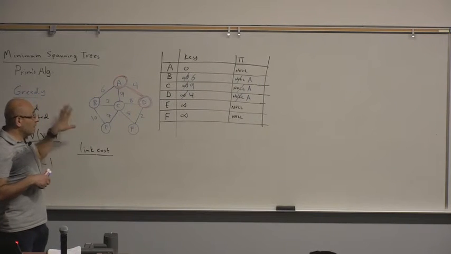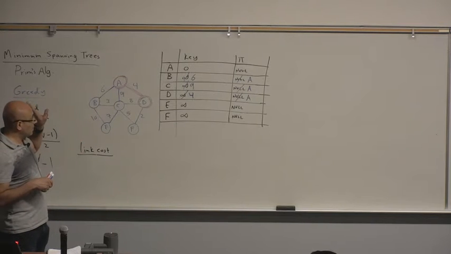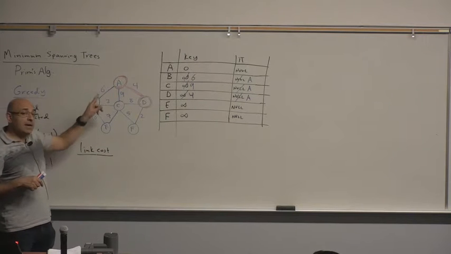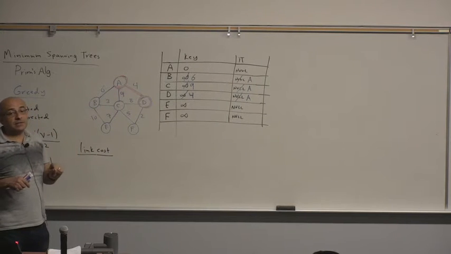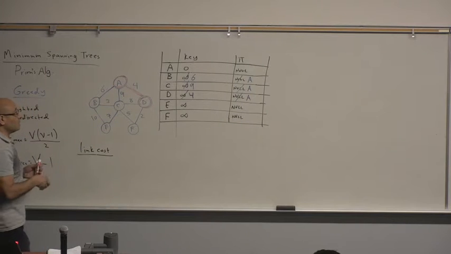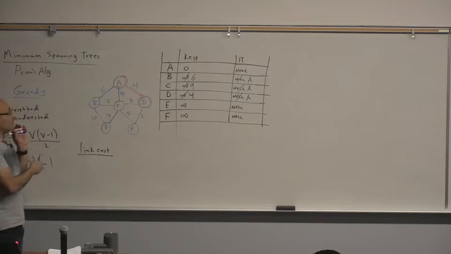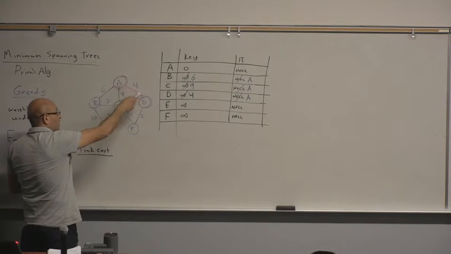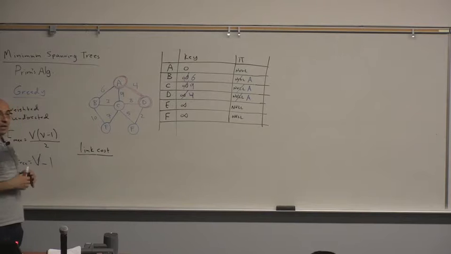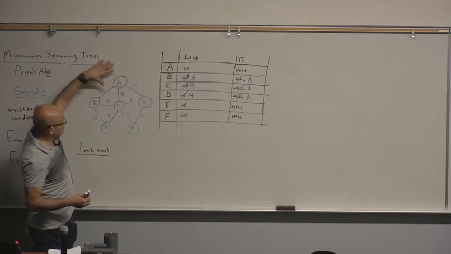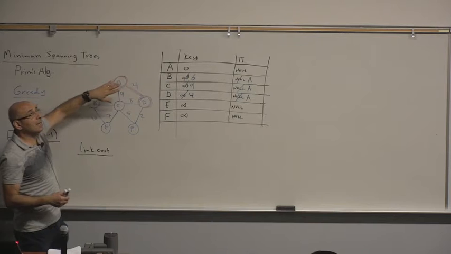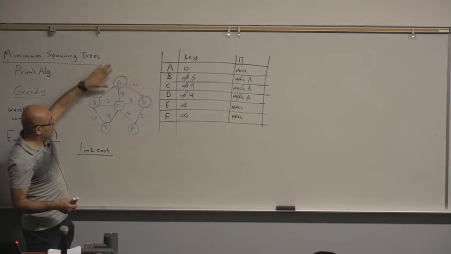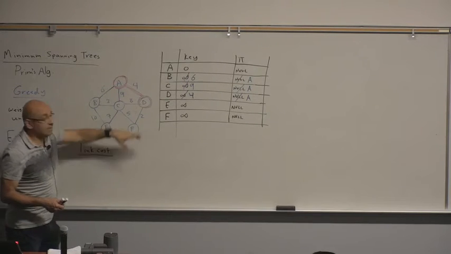So can there be a better, a lower cost tree that includes A plus another vertex? No, because the only 3 vertices that can be connected to A are B, C, and D, and the lowest cost is connecting D. So now, you can think of this as a minimum spanning subtree that includes A and D.